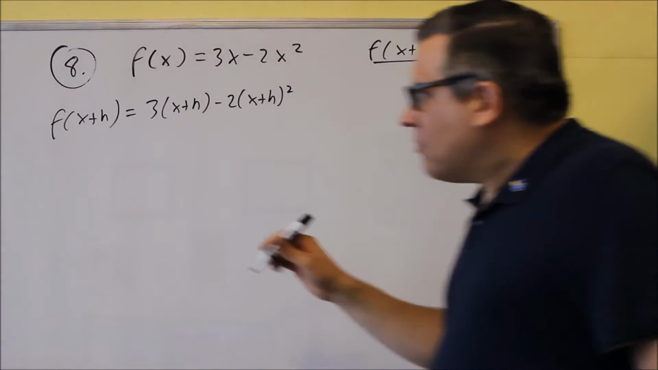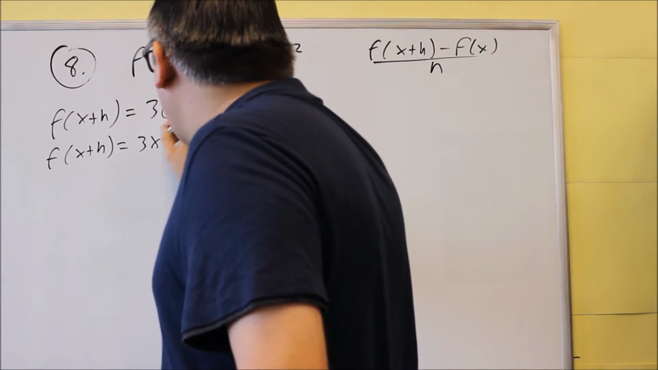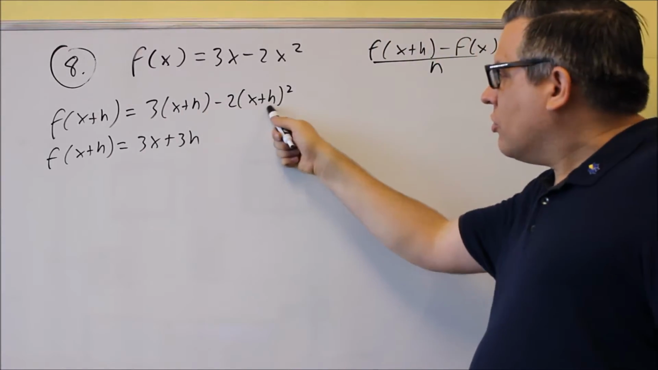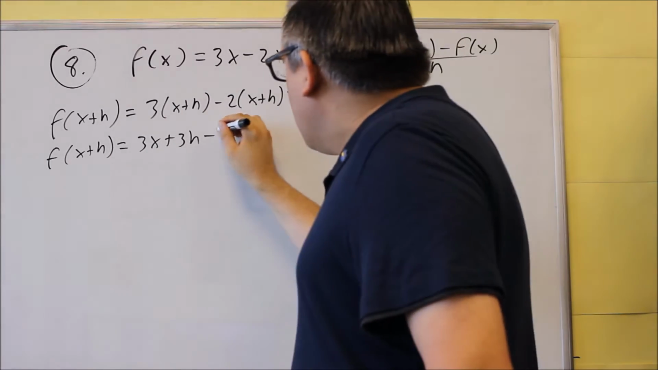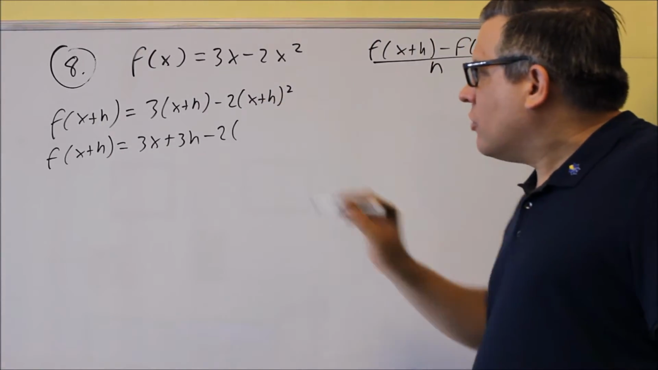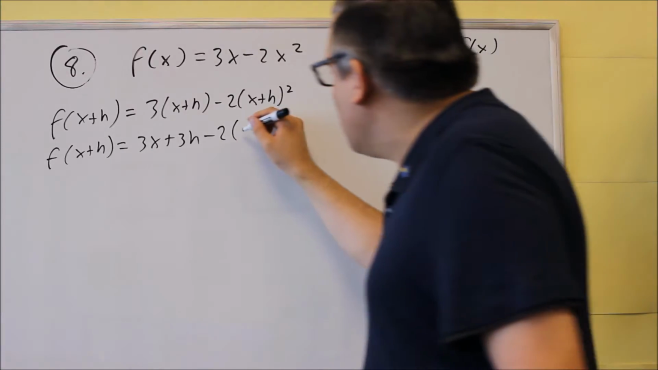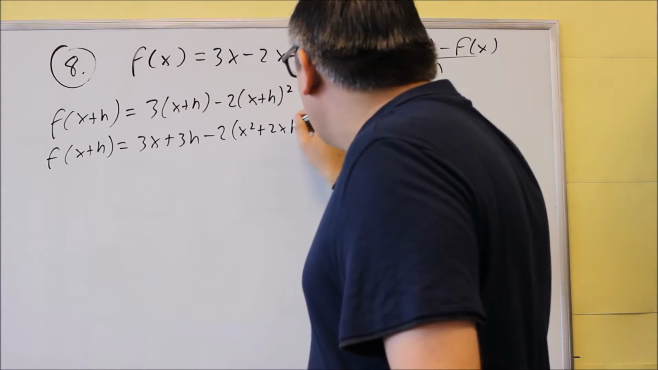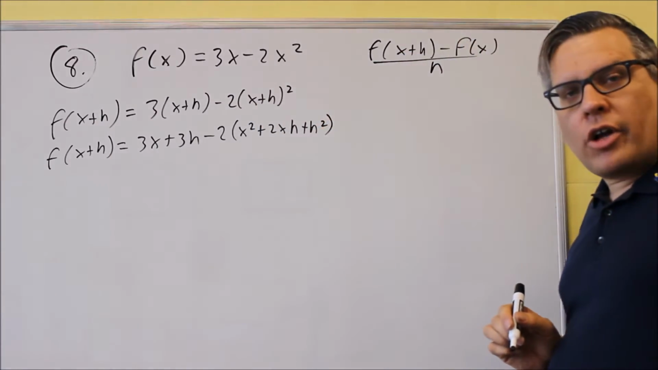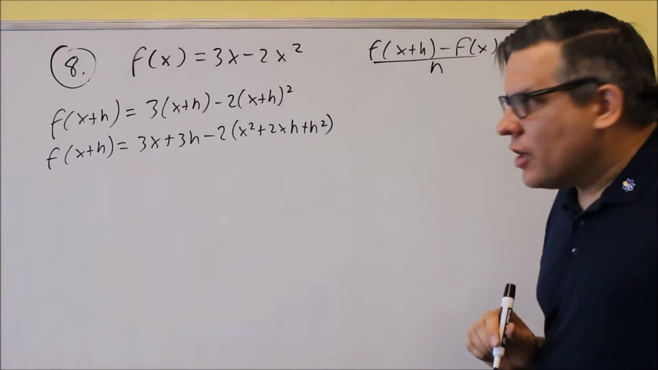Now we're going to expand that. Okay, so f of x plus h, we have 3x plus 3h. Now this one, we have a minus 2 times all that. You have to do order of operations first, so first we have to do the x plus h squared. If you multiply x plus h, you'll get x squared plus 2xh plus h squared. So we're going to expand that one out. You have to do that first because exponents come before multiplication.